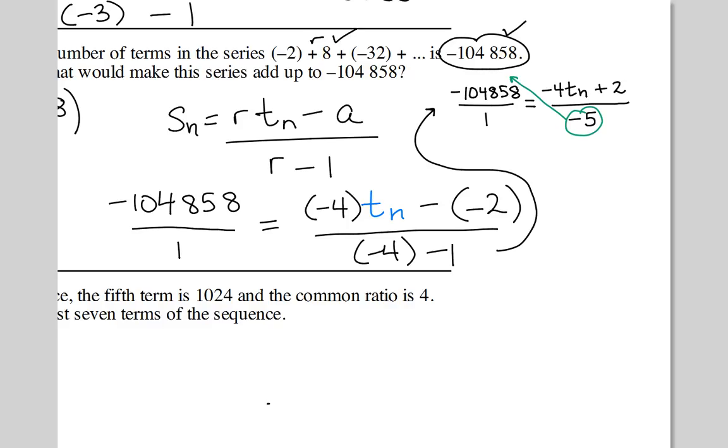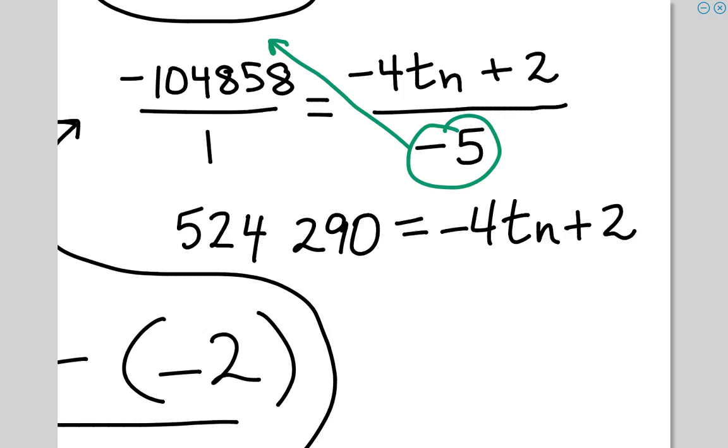So I just need to take these two numbers and multiply them. What are they? Someone do that for me. Positive 5, 2, 4, 2, 9, 0: 524,290 equals negative 4Tn plus 2. Let me just zoom that in for you guys. So I'm still searching for Tn. I need to isolate it.